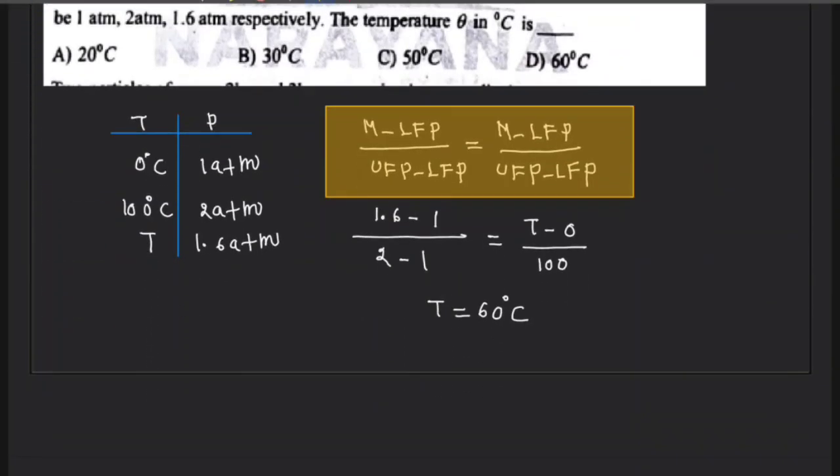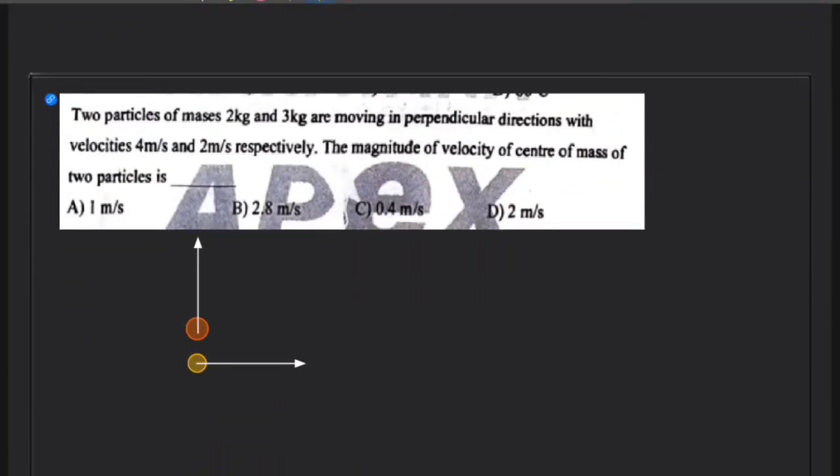Clear? Next, this one. So 2 particles of masses 2 kg and 3 kg are moving in perpendicular directions with velocities 4 meter per second and 2 meter per second respectively. The magnitude of the velocity of center of mass of the 2 particles is.